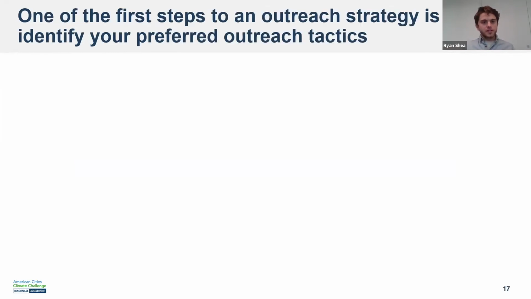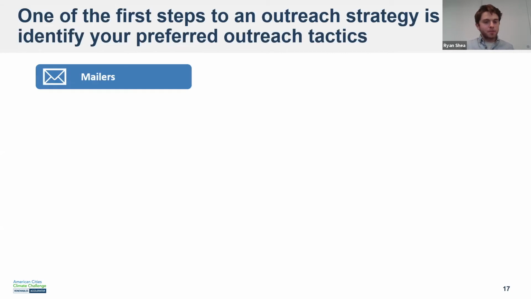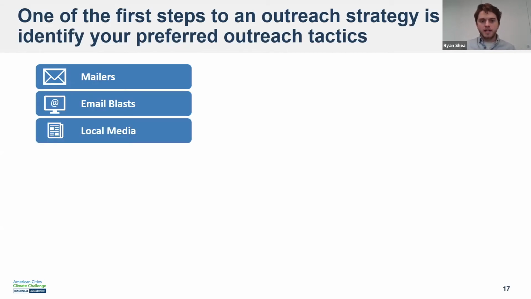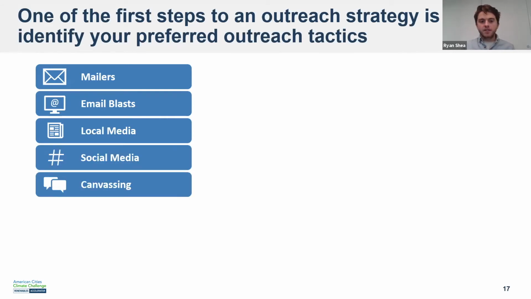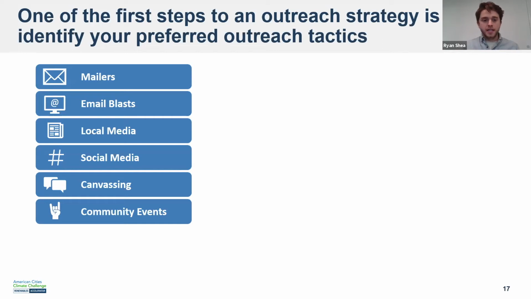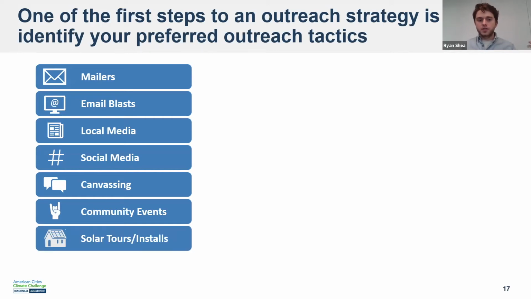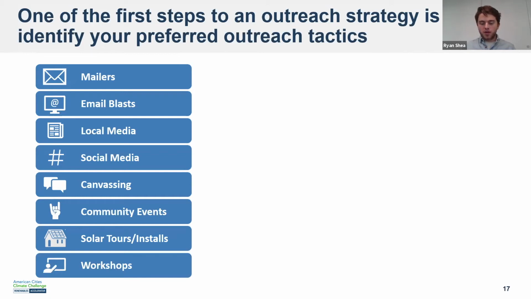So one of the first steps to an outreach strategy is to identify your preferred outreach tactics. And some of these have already been brought up, but these can include things like mailers to residents, email blasts, utilizing local media and social media, canvassing certain neighborhoods, attending community events, having solar tours or live installations, and of course, the campaign workshops as well. So I'm going to step through each of these just to provide a little more insight into each.